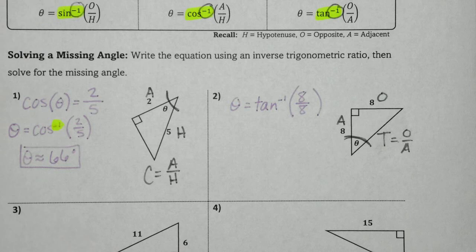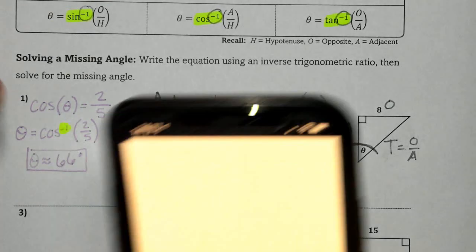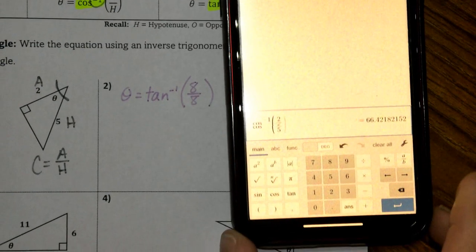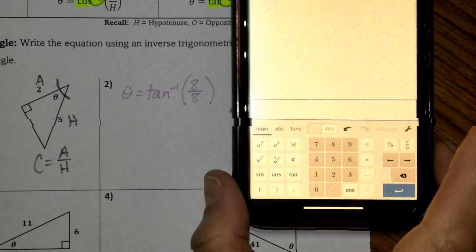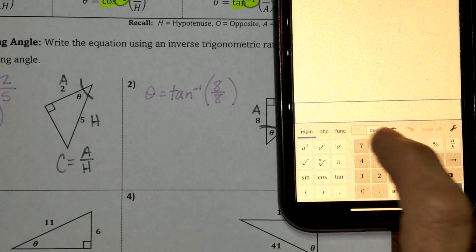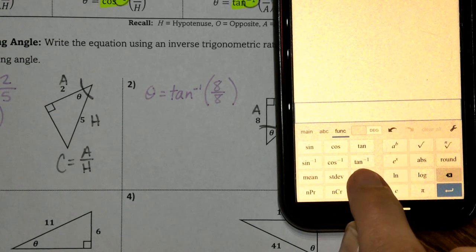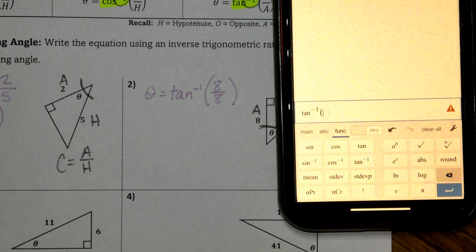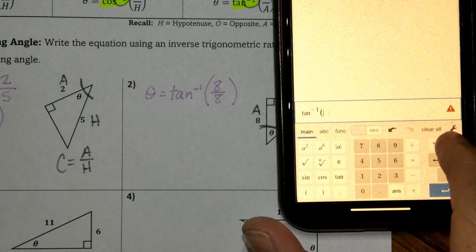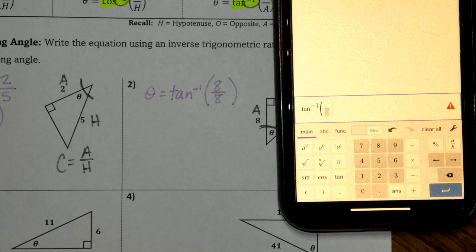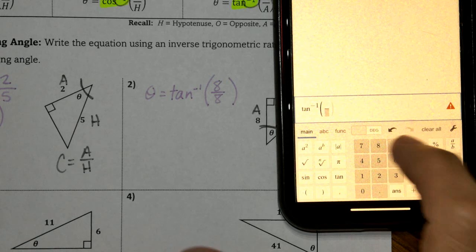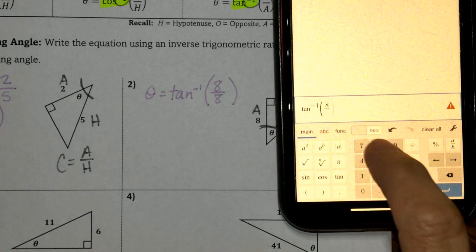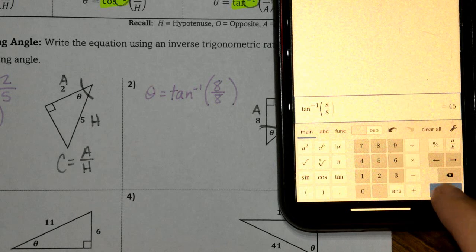Okay, so in the calculator, jump straight over here. We're going to go ahead and clear all. I'm going to go to my functions, and I'm going to find my inverse tangent, making sure it's on my screen. Go back to main. We have our A over B fraction function. Put 8 on top and 8 on bottom. And we're going to get 45 degrees.